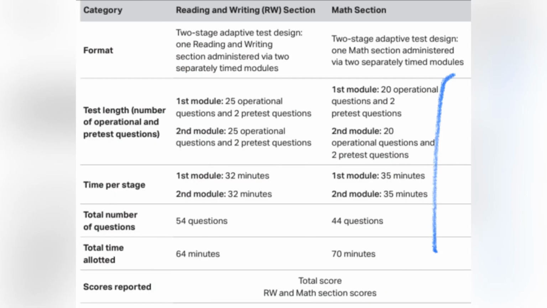As to the digital SAT test structure, you have 2 reading and writing modules and 2 math modules. Each reading and writing module has 25 questions which you should be completing in 32 minutes, and each math module has 20 questions which you should be completing in 35 minutes. So the reading and writing section has a total of 50 questions in 64 minutes, and the math section has a total of 40 questions in 70 minutes. And each module, both reading and writing and math, has 2 pre-test questions. This is the structure of the new digital SAT.